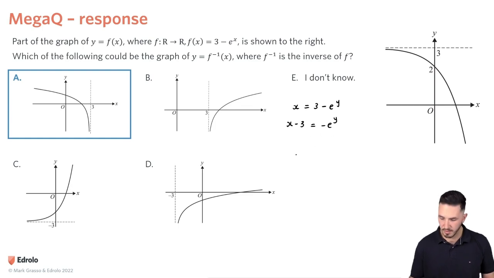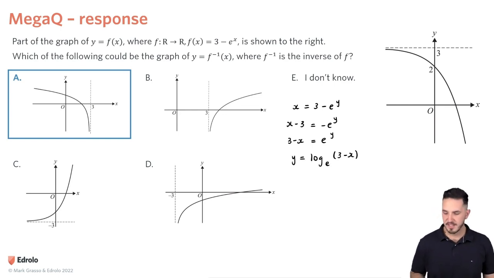Divide both sides by negative 1. So we're going to have 3 minus x equals e to the y. And then finally take log e of both sides. So we have y equals log e of 3 minus x. And what we can see, there's been a reflection. So it's going to the left.